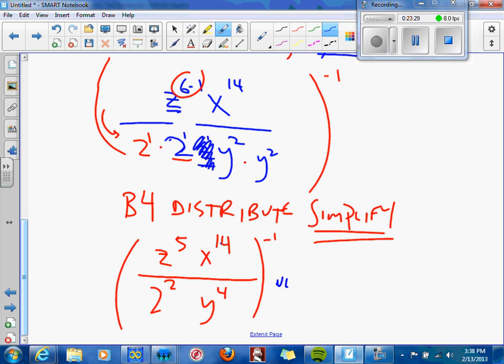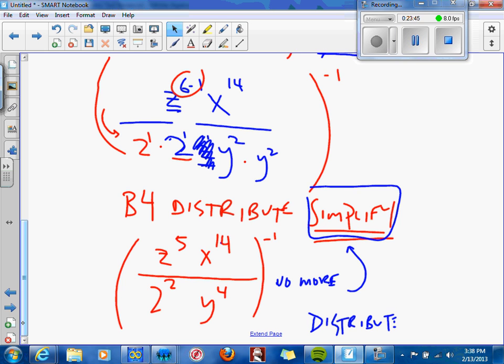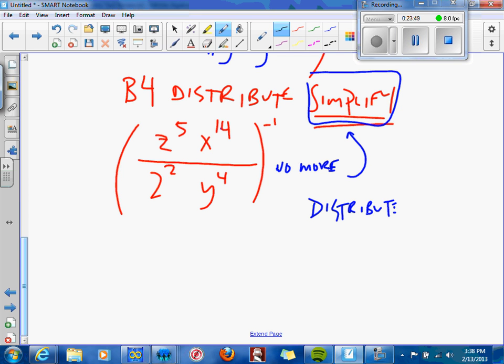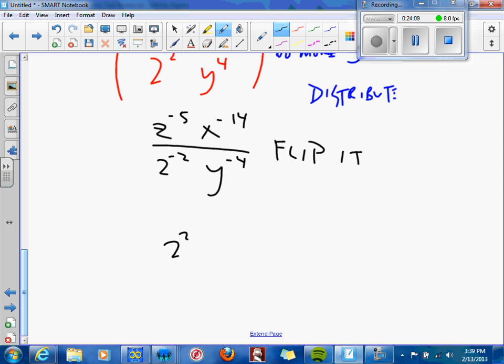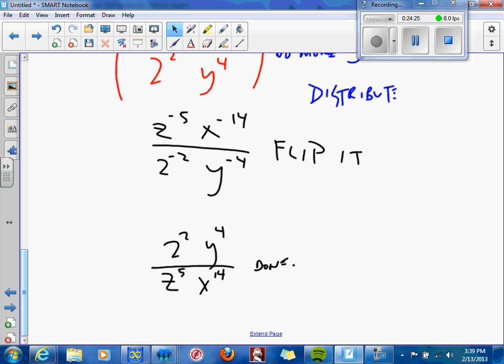No more simplifying. Last step. It's a big negative 1 on the other side. What does it do? Changes the signs of everything, right? And they're all positive, aren't they? So it's like C to the negative 5th, X to the negative 14th, 2 to the negative 2, and Y to the negative 4. So the answer would be 2 squared Y to the 4th over Z to the 5th. All right? Okay. Get how hard that is to keep track of.